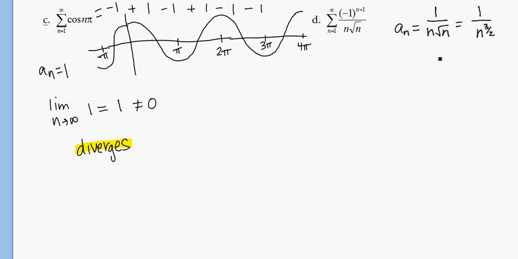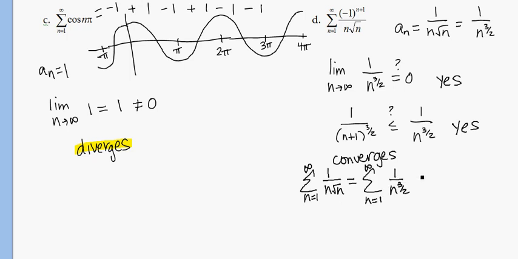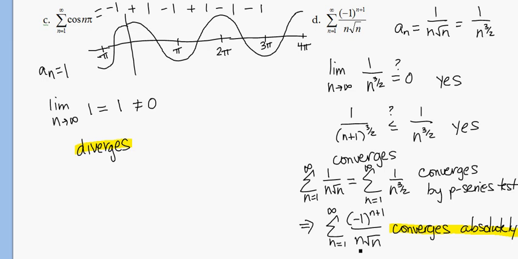Let's try the next example. A sub n is 1 over n to the 3/2. Let's check our two conditions. So is the limit as n goes to infinity of this expression equal to 0? And hopefully you would say yes. Likewise, if I make my denominator bigger, that will make my term smaller, so this is also true. So this converges. Now we check to see if it's absolutely or conditionally convergent, so we look at the series without the alternating sign and evaluate what happens. This new series converges by the p-series test, thus our original series converges absolutely.